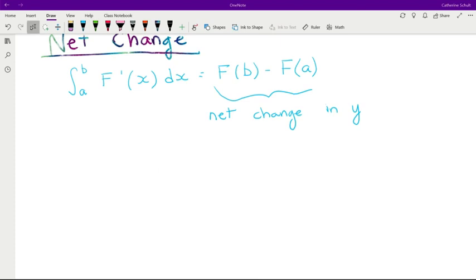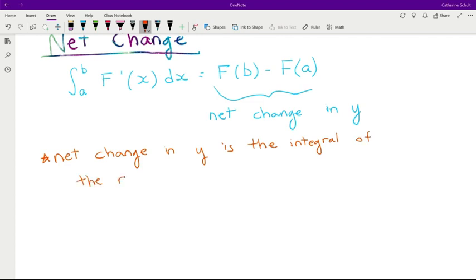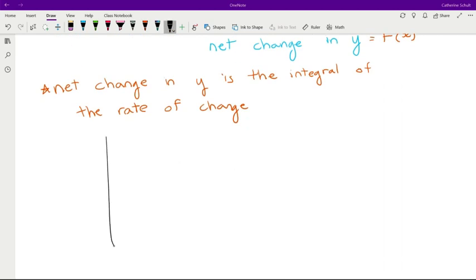So the net change in y is the integral of the rate of change. All right, and let me be a little bit clearer. Y is equal to f of x, capital F of x, okay? So let's draw a quick sketch about what that net change means.